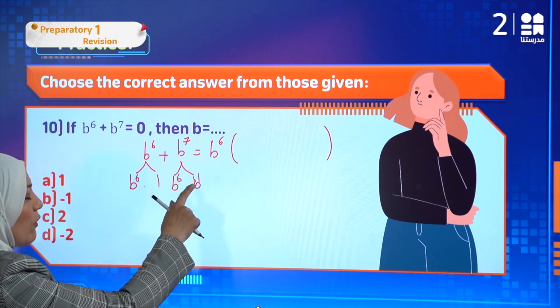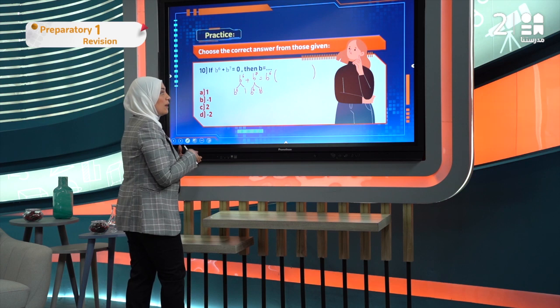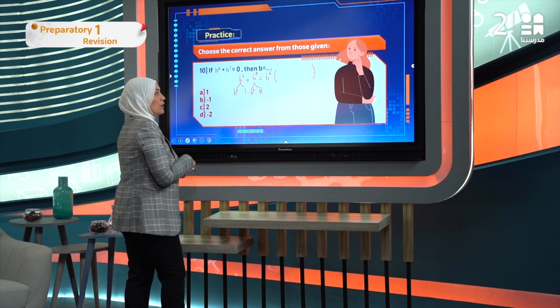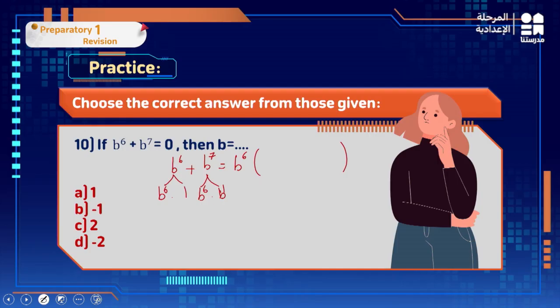Why b to the power of 1? Because when we multiply, we add the exponents. So, let me circle b to the power of 6 to take it out. Here, the other number is only 1. I'm going to write it, then write plus as it is. And the other number here is b to the power of 1. No need to write power of 1.